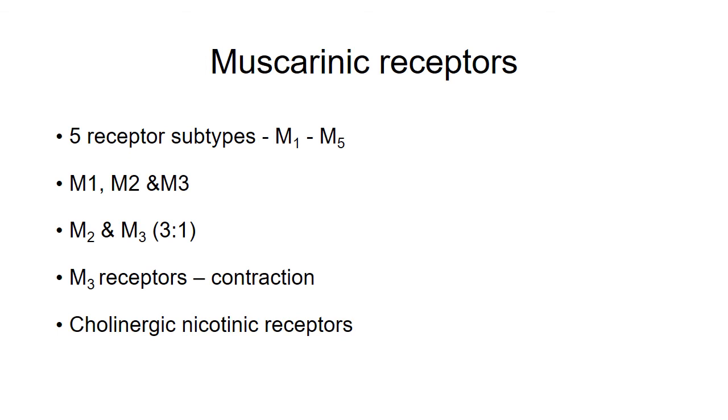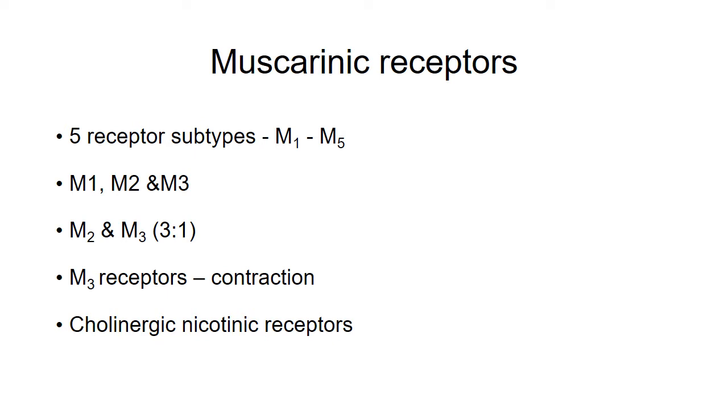First, we can look into muscarinic receptors. There are 5 types of muscarinic receptors in the human body, M1 to M5. But in human bladder, mainly seen are M1, M2 and M3. Of these, M2 and M3 are more important. M2 and M3 are seen in a ratio of 3:1. Most commonly seen is M2. But functionally, M3 is more important and it produces contraction of the detrusor.